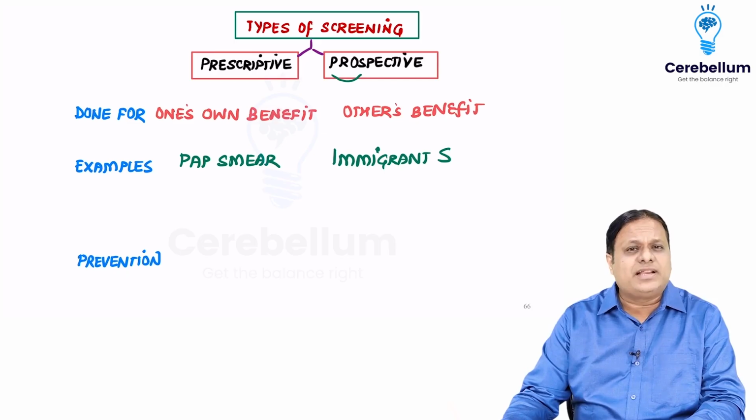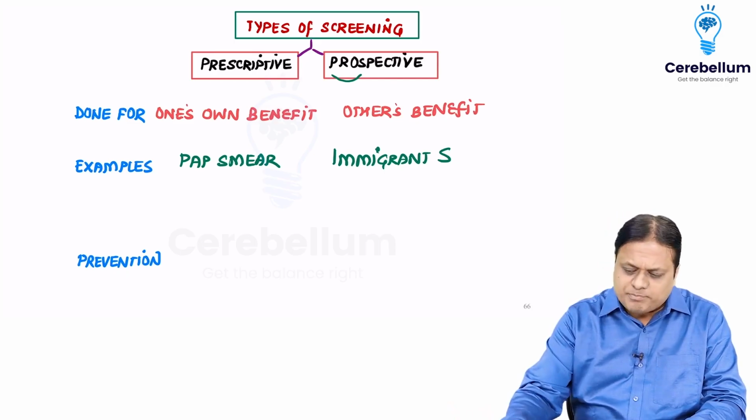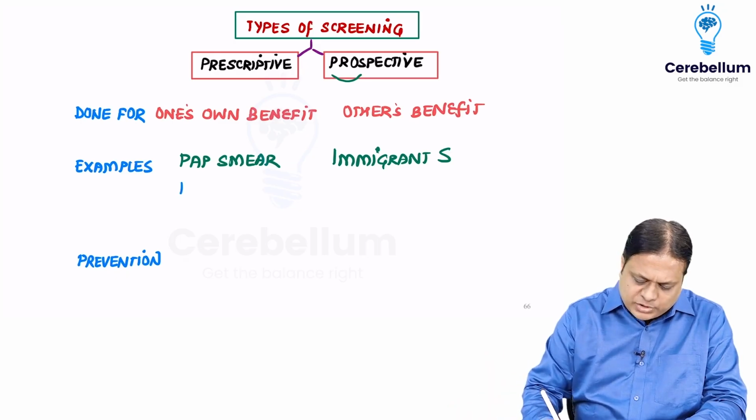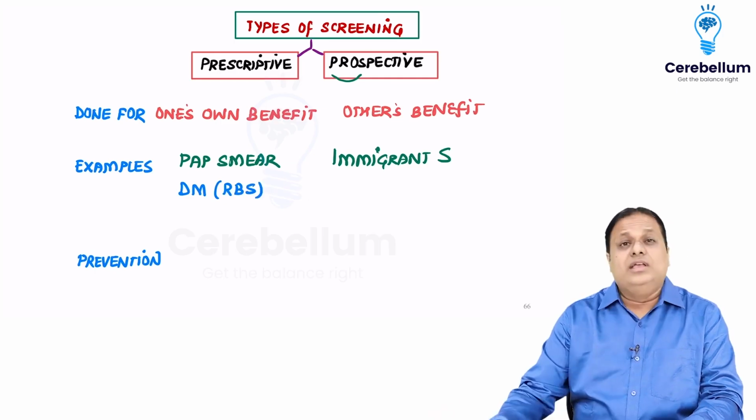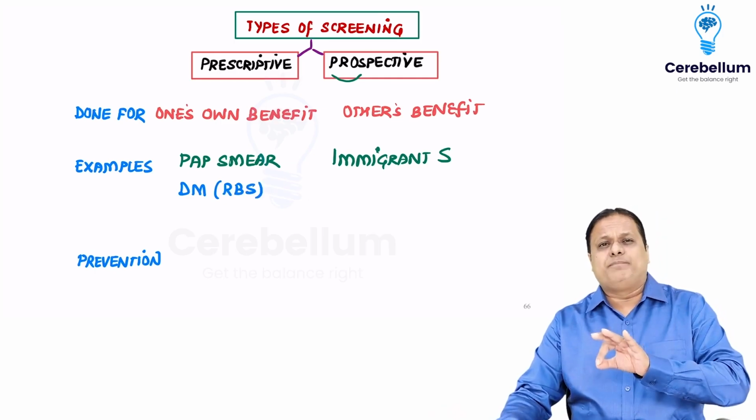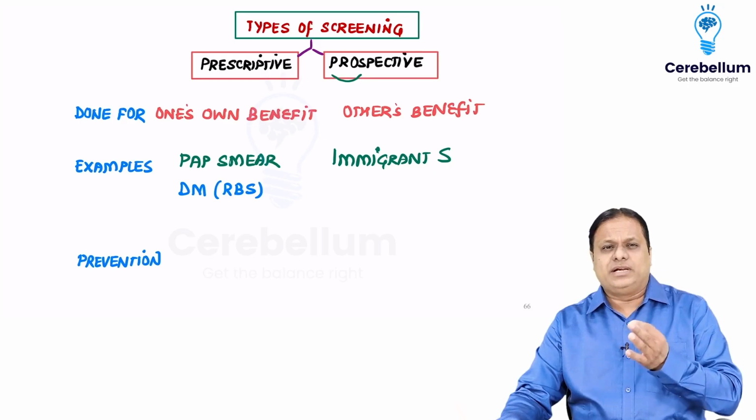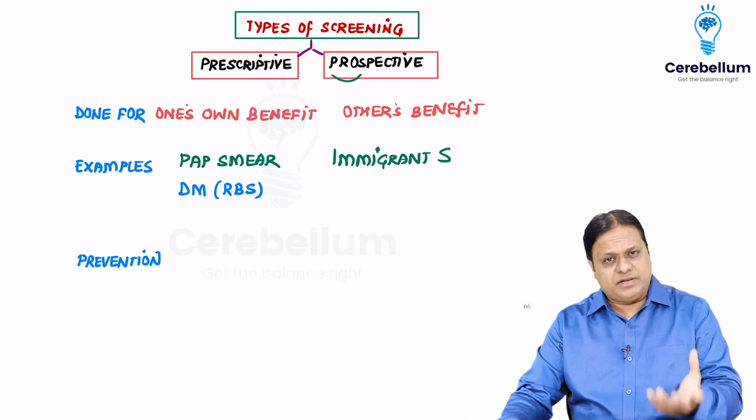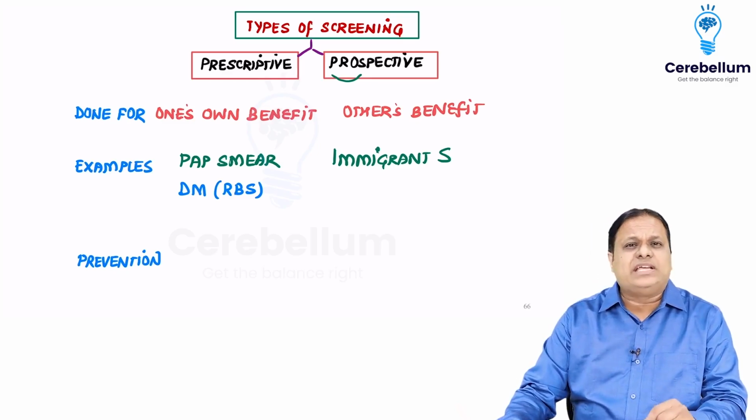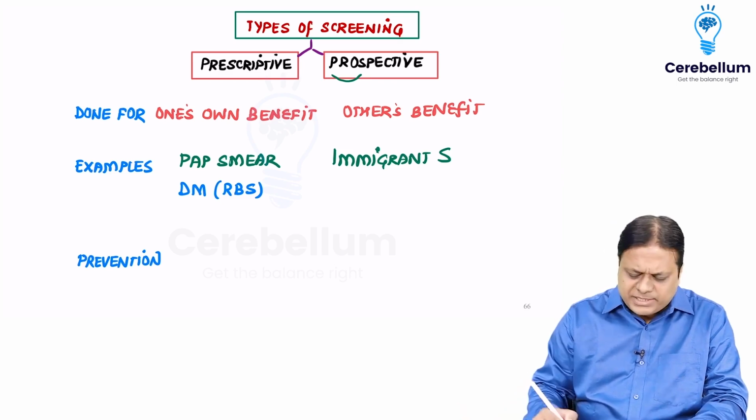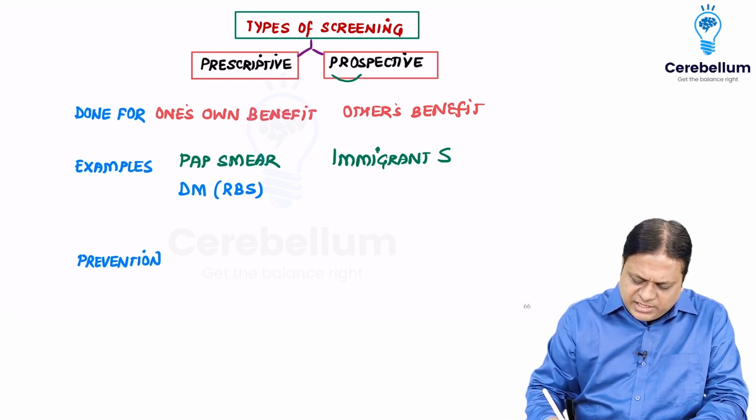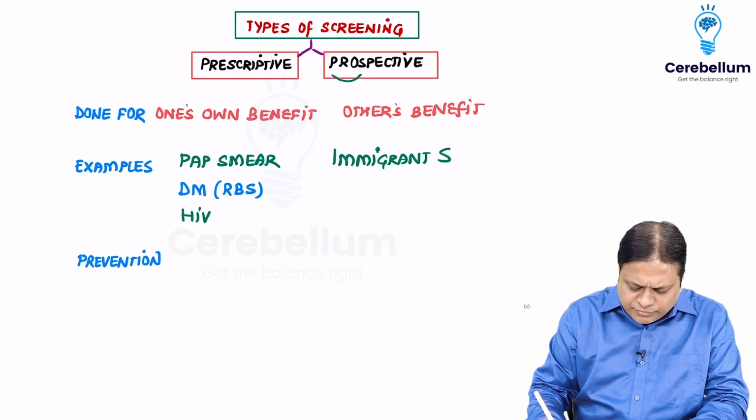Diabetes mellitus screening test is, yes, random blood sugar. So that should be a type of, yes, prescriptive screening. So diabetes mellitus, when we screen through random blood sugar, it is going to benefit that person only. Early detection, better treatment, better prognosis, better survival. Then when we look at HIV screening, it can fall in both. But single best answer, HIV screening is mainly prescriptive in nature.